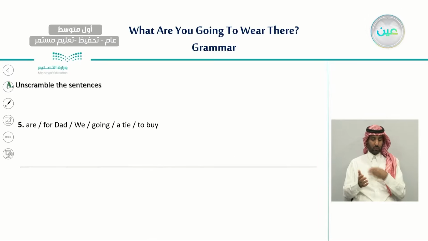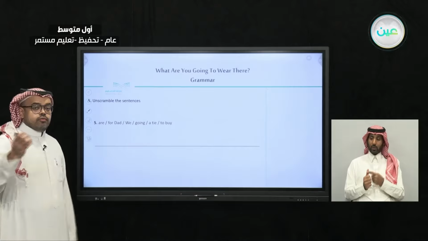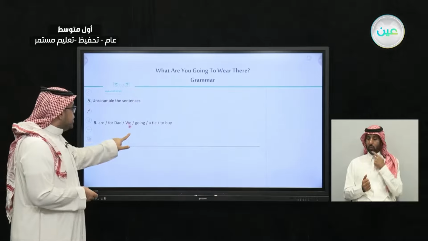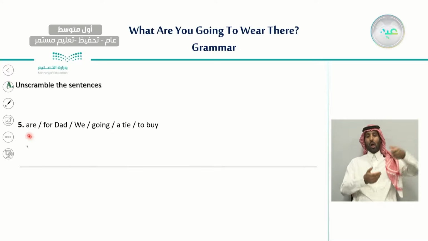And number 5: are, for dad, we, going, a tie, to buy. So the first thing we start with here is, very good, we. And what comes after we is the verb to be, are, and then going to, and then a verb. So the answer will be, we are going to buy a tie for dad.